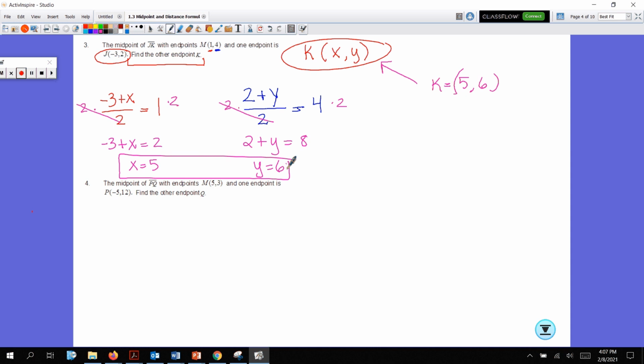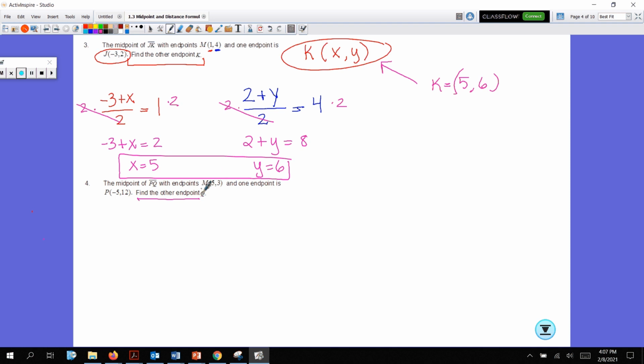Okay, this is definitely something that people do struggle with, so make sure you are copying this down. I might have gone a little fast with that one, but for this next example, it is going to be the same, okay? It's like the same process. We're looking for an endpoint. I'm looking for an endpoint Q, some x comma y. So it says the midpoint of PQ with endpoints M 5, 3. That's the midpoint, 5, 3.